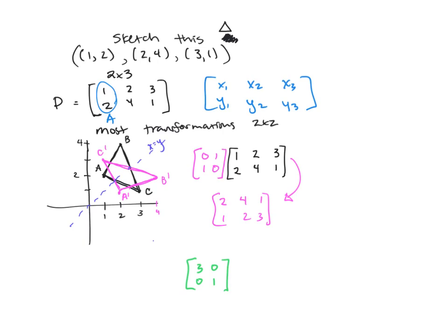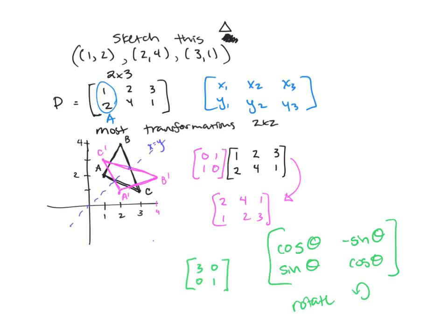There's also one in there that looks kind of like, cosine of theta, negative sine of theta, sine of theta, cosine of theta. This one will rotate counterclockwise by theta degrees. So those are useful. Those are also in your formula booklet. They are on page 7.